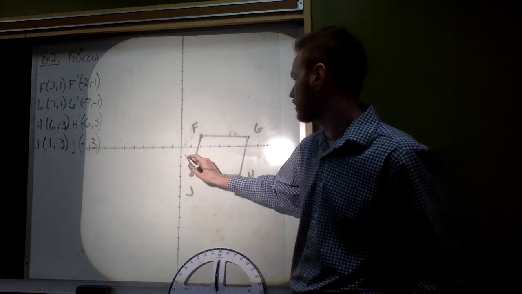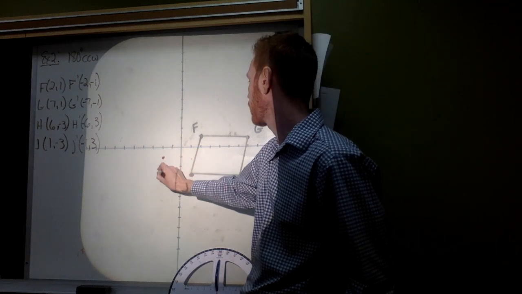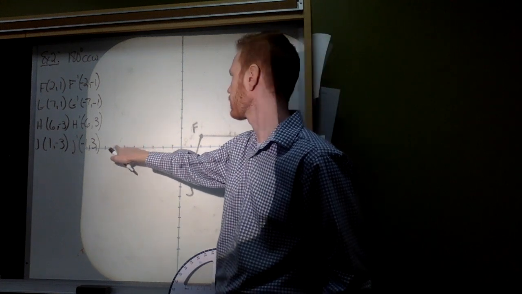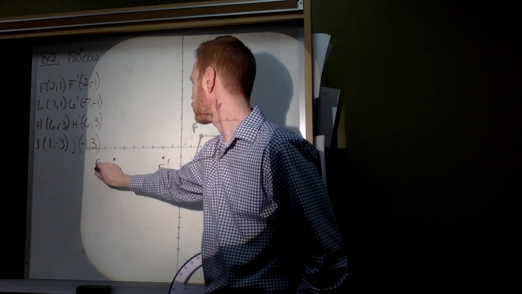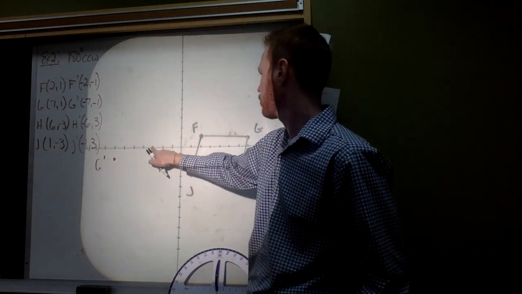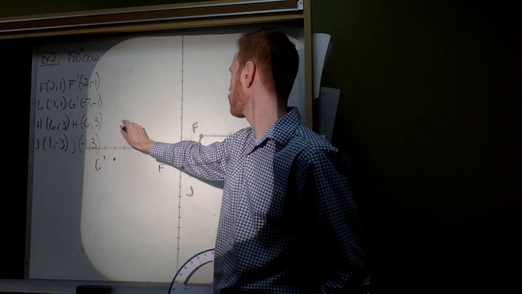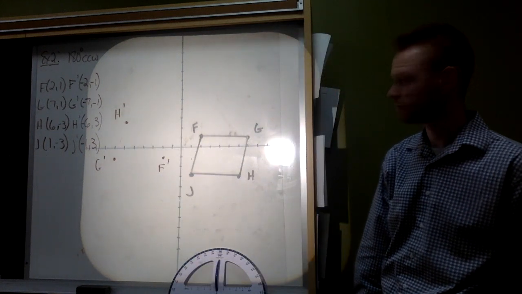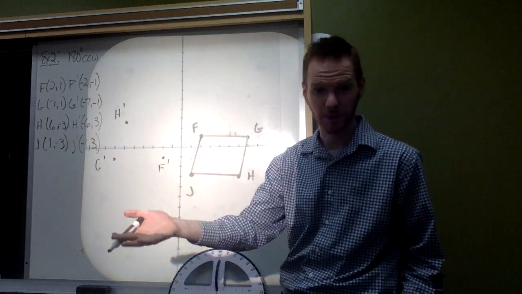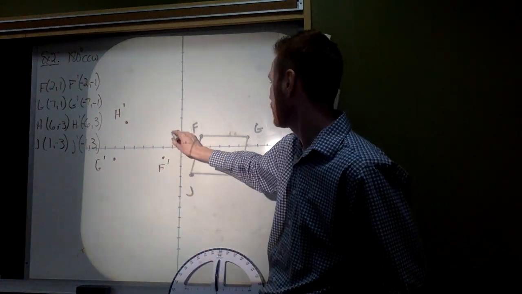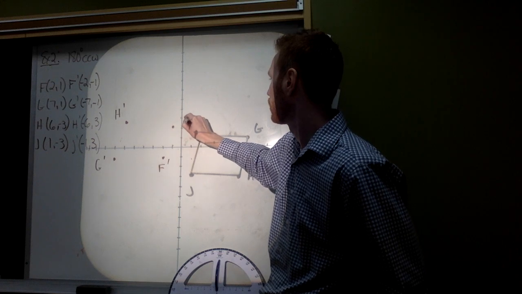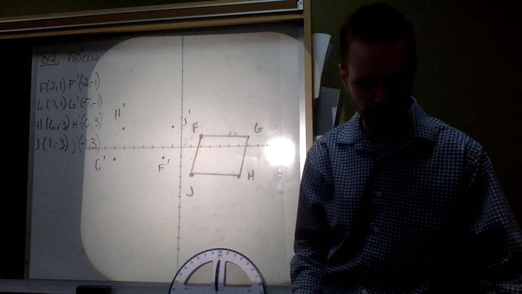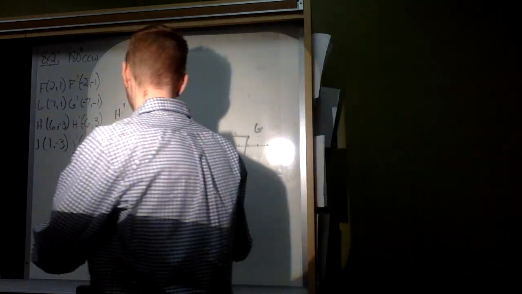All right, now let's plot these. Let's see. So F prime is here. 1, 2, 3, 4, 5, 6, 7. Down 1. So there's G prime. 1, 2, 3, 4, 5, 6. 1, 2, 3. So there would be H prime. You could pause the video and skip this part if you already have it graphed. And then last one, (-1, 3). So right here would be J prime. I think I moved H prime just a little bit too high there.